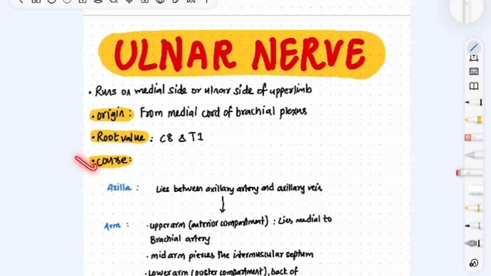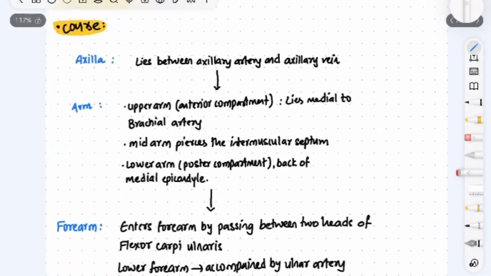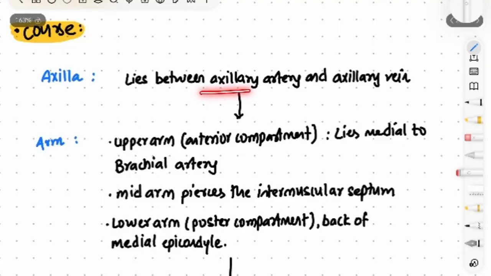Next, what is the course of the ulnar nerve? So the ulnar nerve in the axilla lies between the axillary artery and the axillary vein. In the axilla, it is very deep and lies between the axillary artery and axillary vein.